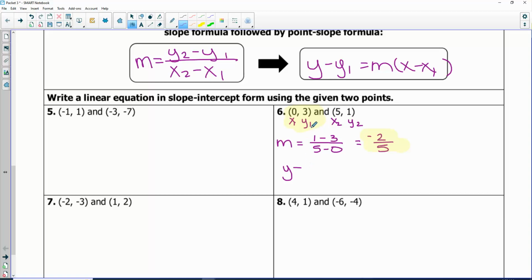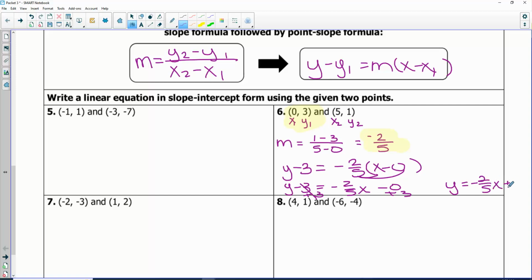So, y minus y1, y minus 3 equals negative 2/5 x minus 0. So if we distribute, that's a negative 2/5 x minus 0, so we can just drop that off. I mean, if you put the minus 0, it's fine. If you add over your 3, you get y equals negative 2/5 x plus 3.